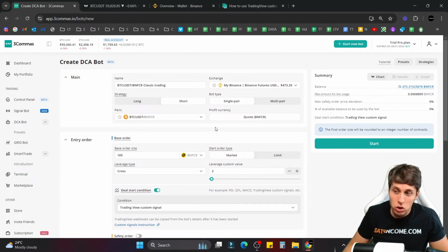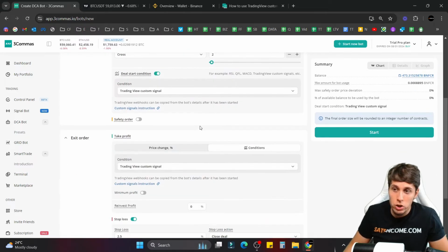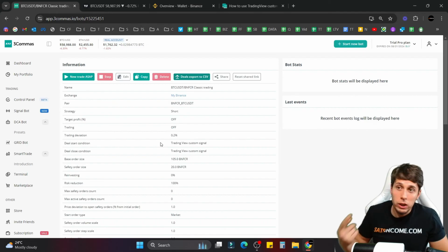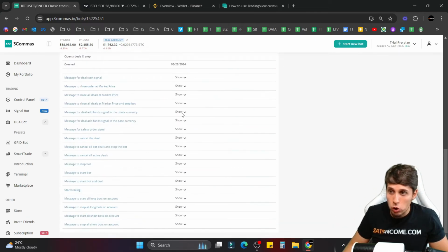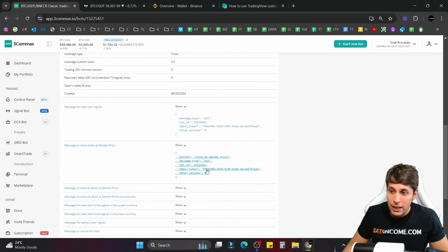At first, I'm pretty sure that it looked overwhelming, right, all of these things, but you see, the more you do it, it will just take you like a minute to set up your bot. So now start the bot, hit OK, and we have to connect the bot to TradingView, guys. You already know this. So scroll down here to find the message for deal start signal and the message for the deal end signal, right?